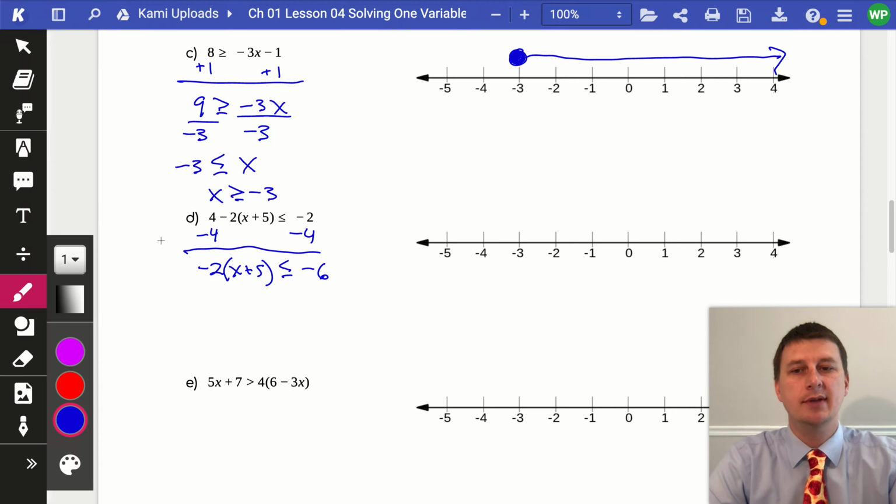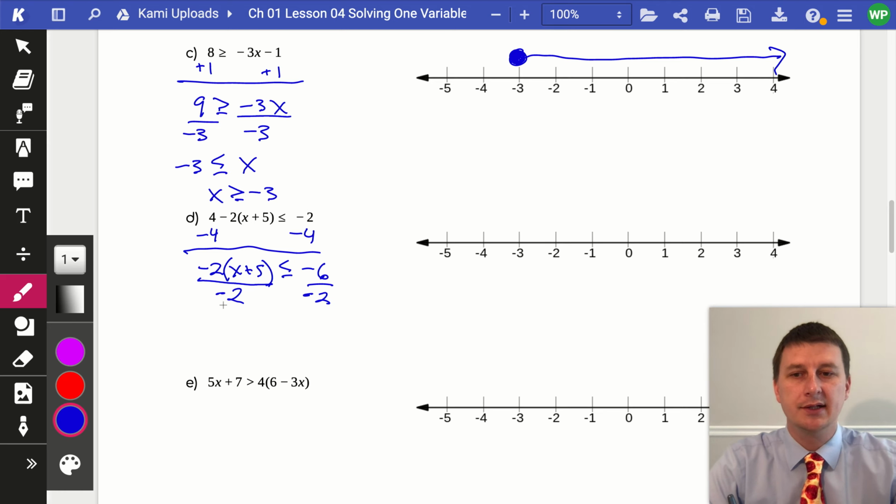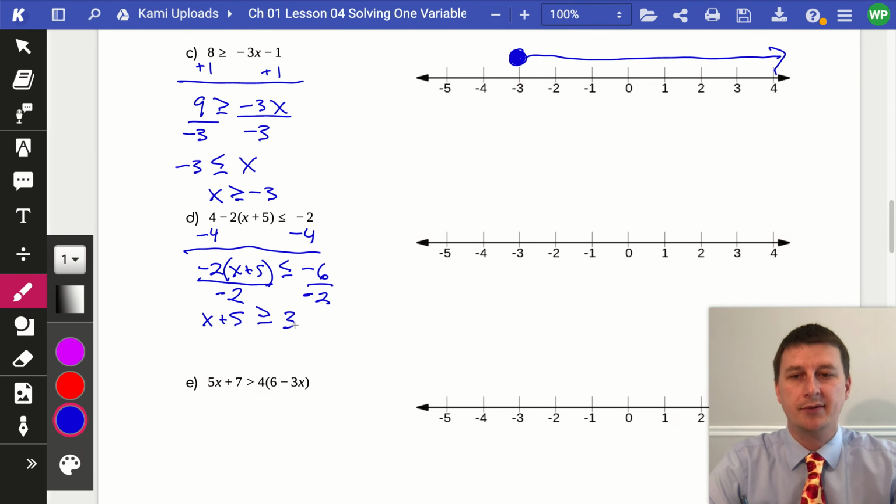And now we're going to undo that negative 2 by dividing it on both sides. And we want to be especially careful there because we're dividing by a negative, which means we have to flip the inequality. Catching on, right? Now, negative 6 divided by negative 2 is a positive 3. So our x plus 5 is greater than or equal to 3. And our last final step here is going to be to subtract 5. And we're left with x is greater than or equal to negative 2.